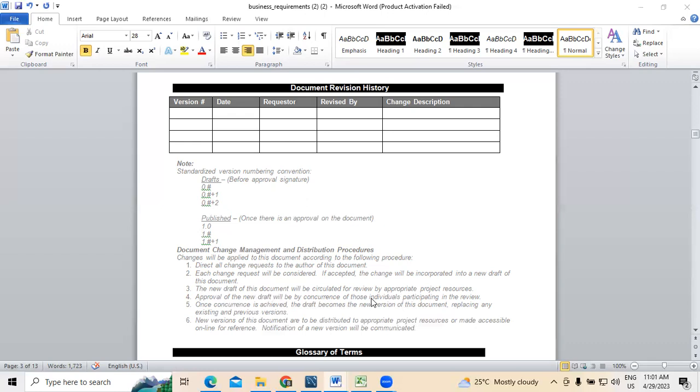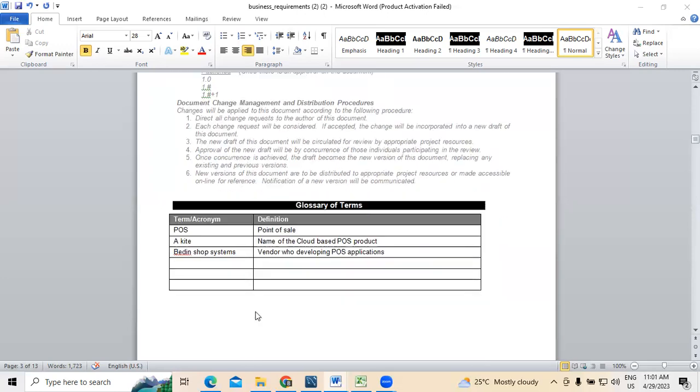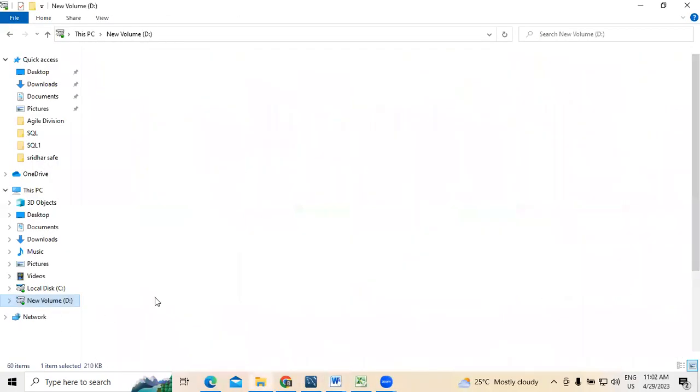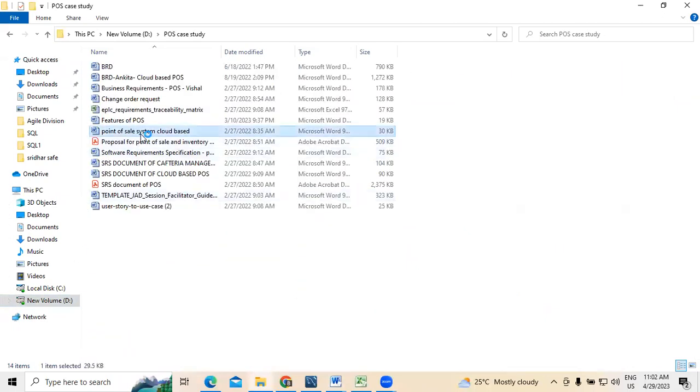Followed by this, we need to mention the glossary of terms. Of course, I have written some terminologies in reference to the point of sale system, because this is the case study I have taken: a cloud-based point of sale system. I'm preparing this document on this case study.